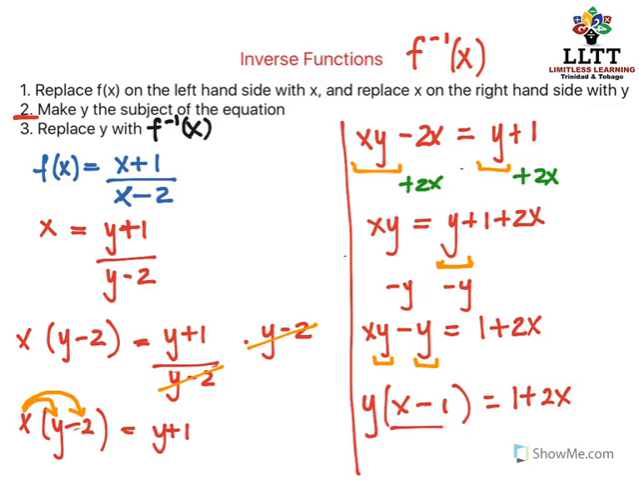And to get y by itself on the left-hand side, I'm going to divide both sides by x minus 1. That means this will cancel on my left-hand side, giving me that y is equal to (1 plus 2x) divided by (x minus 1). And then my final step is to replace y with f inverse of x. So I now have f inverse of x is equal to (1 plus 2x) divided by (x minus 1).